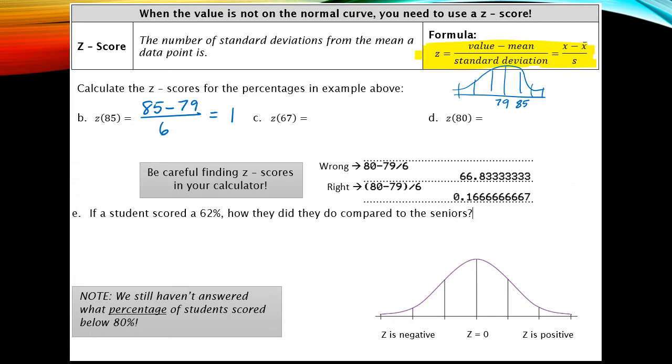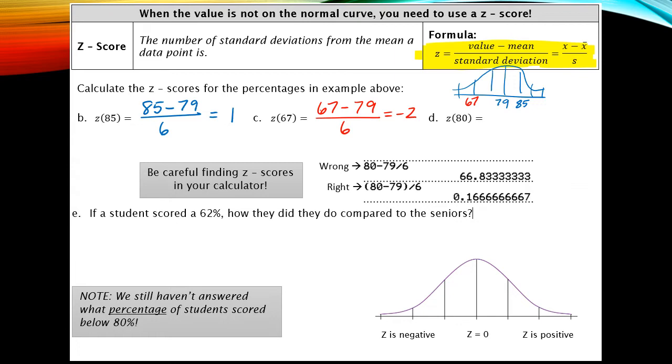If I wanted to do the z-score for 67, that was another one that we figured out. So the z-score for 67 would be 67 minus the mean, which is 79, divided by 6. And if you put this in your calculator, you're going to get -2. And remember that 67, if you go back to the previous example, it was 2 standard deviations to the left.